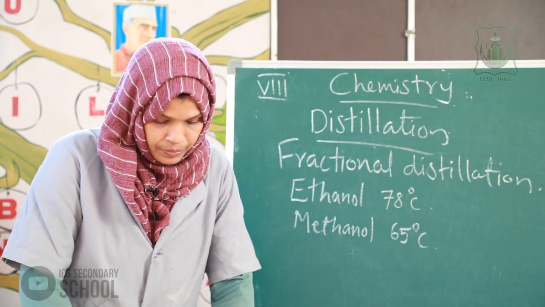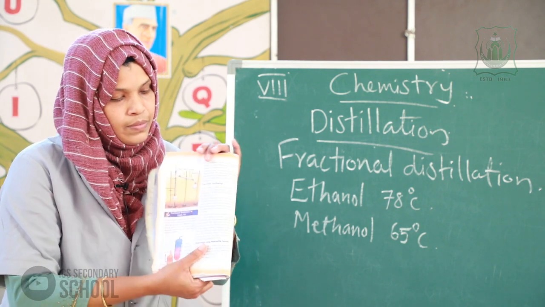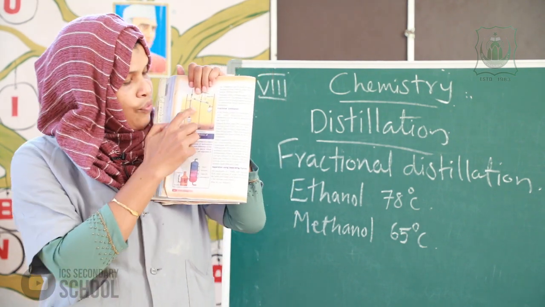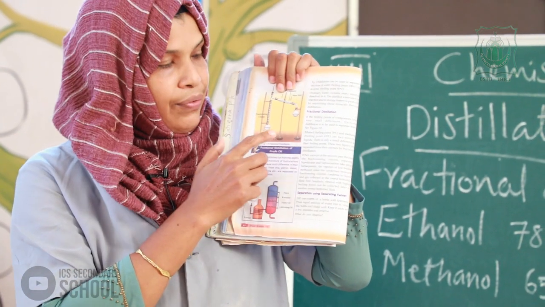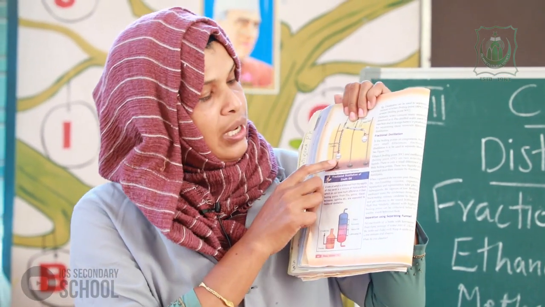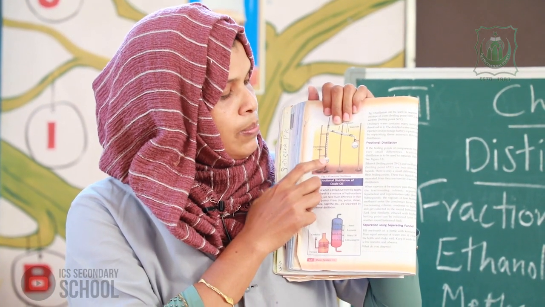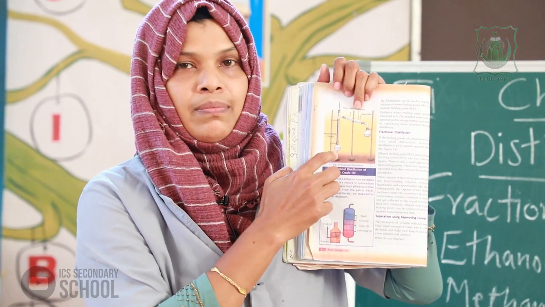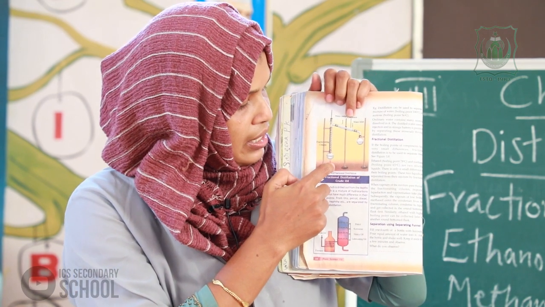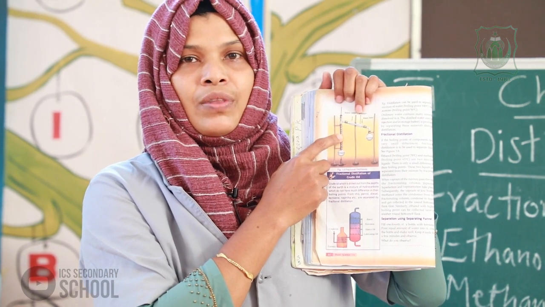See here. This is the fractional distillation method. Here we take the mixture of ethanol and methanol in a round bottom flask. Then on heating the solution, the vapors pass through the fractionating column. This is known as the fractionating column.